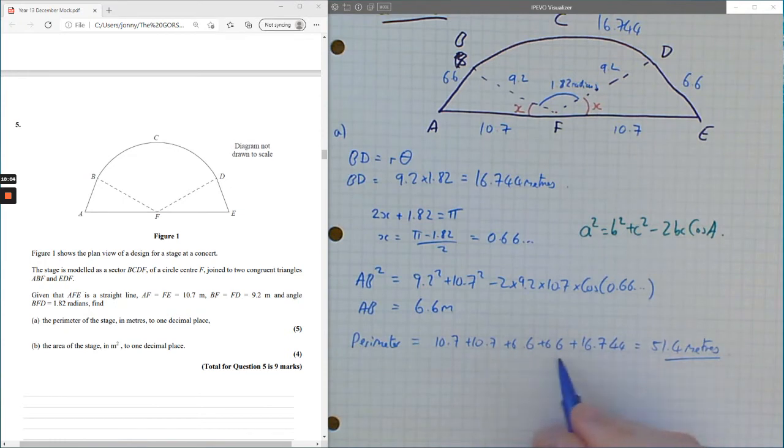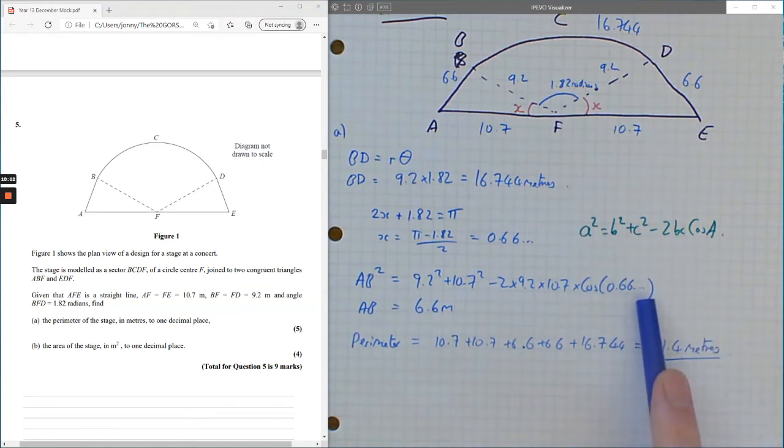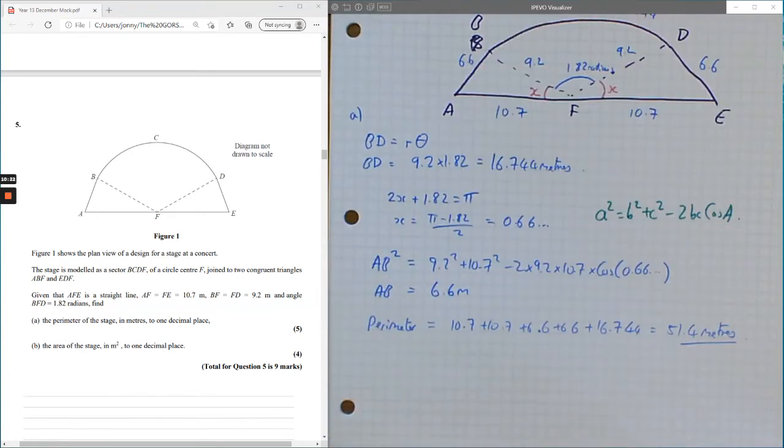So these 6.6 meters might have a bit more of a decimal place when you do it, right? But it should add to 51.4 meters. I shouldn't round there too early, right? Because then that's going to throw off my accuracy here, and we could be more accurate here if we had a more accurate angle here to more decimal places. Okay, so that's question 5A.